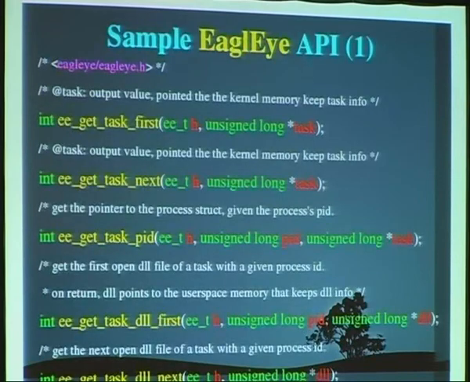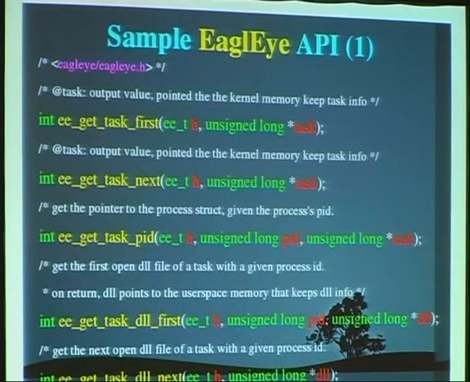So here's some simple API from eKimono. For example, you want to get the first process in the list of all processes inside the virtual machine. You call the first function, get task first, and this one returns the object that keeps the information about the first process in the memory. And after that, you call get task next to get the next process inside the list, and you repeat that again and again until you reach the last process inside the list of all the processes.